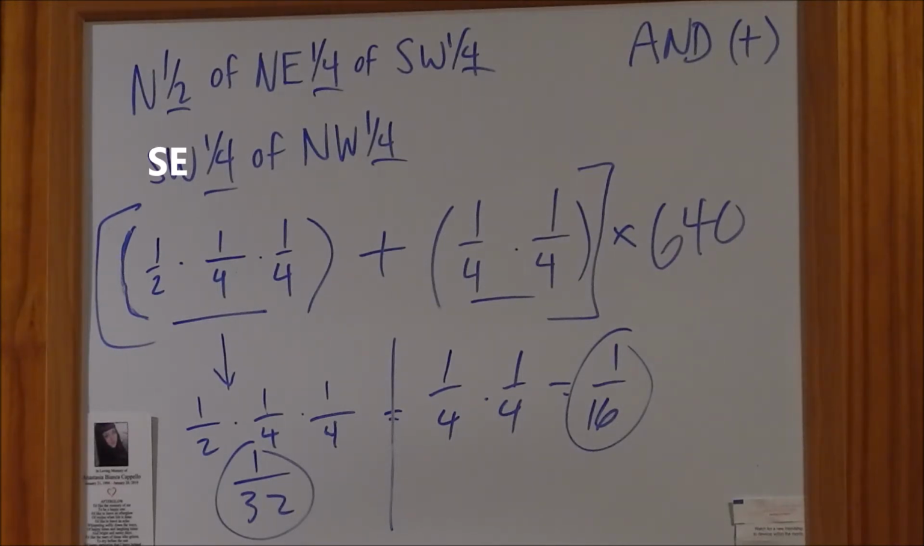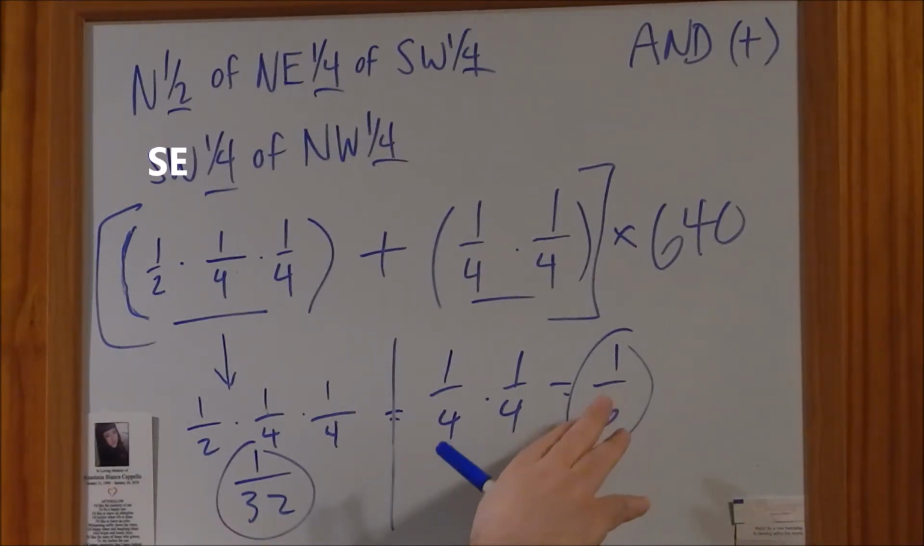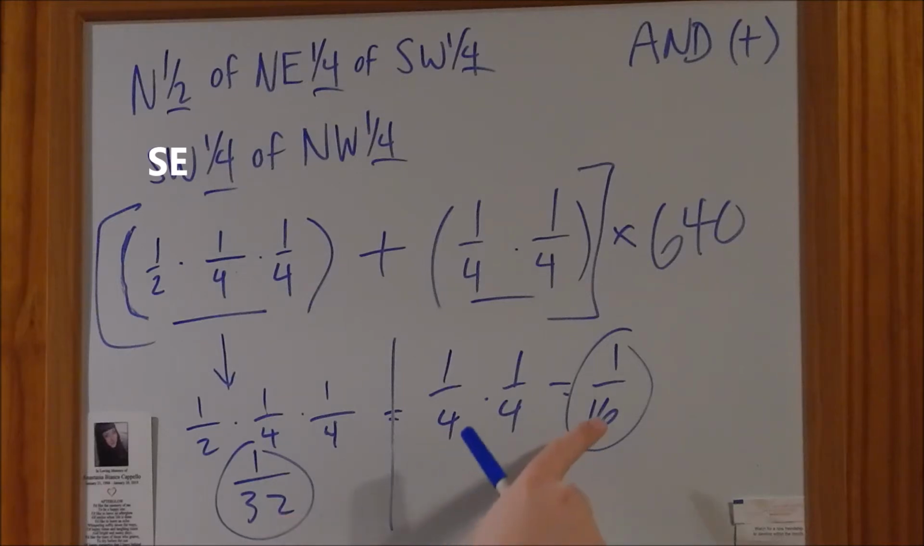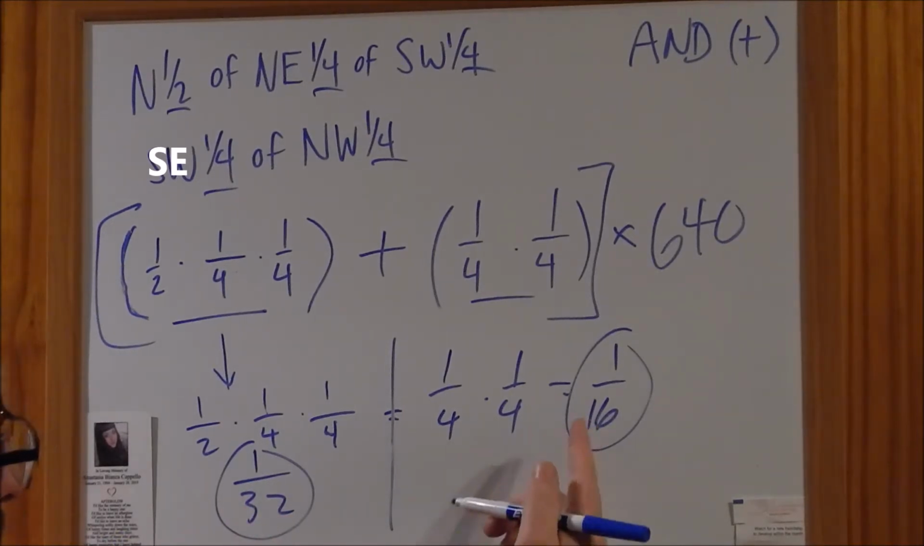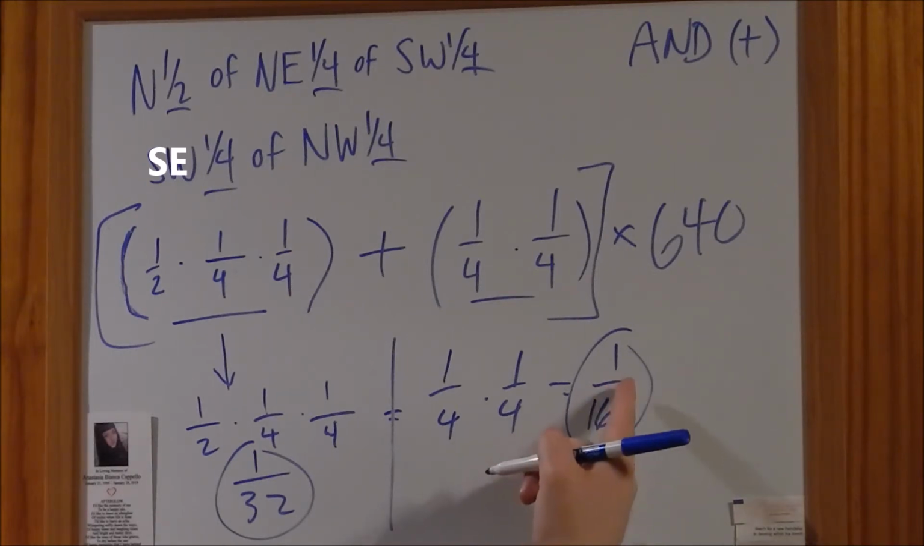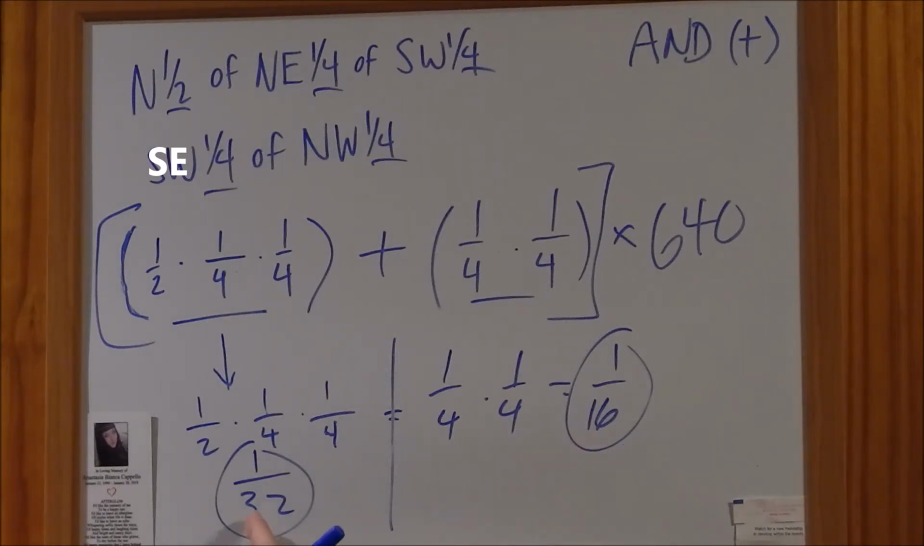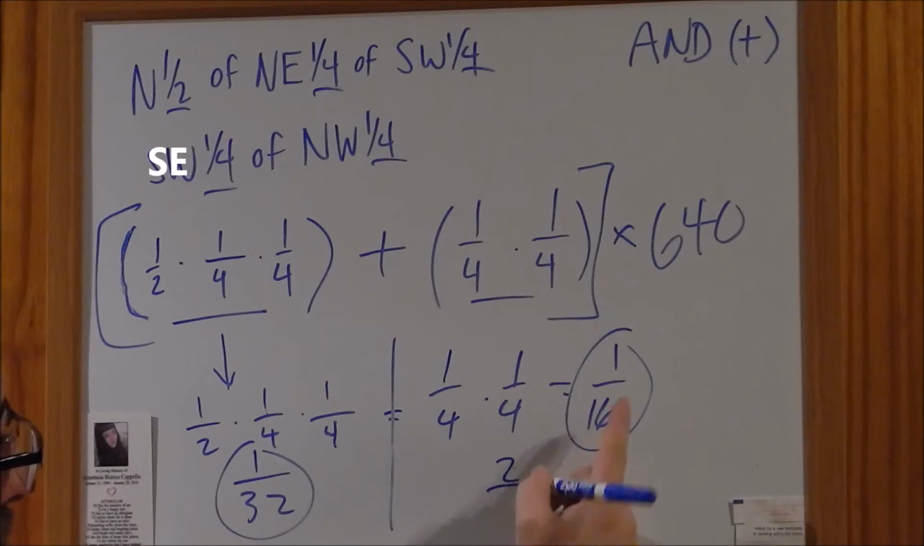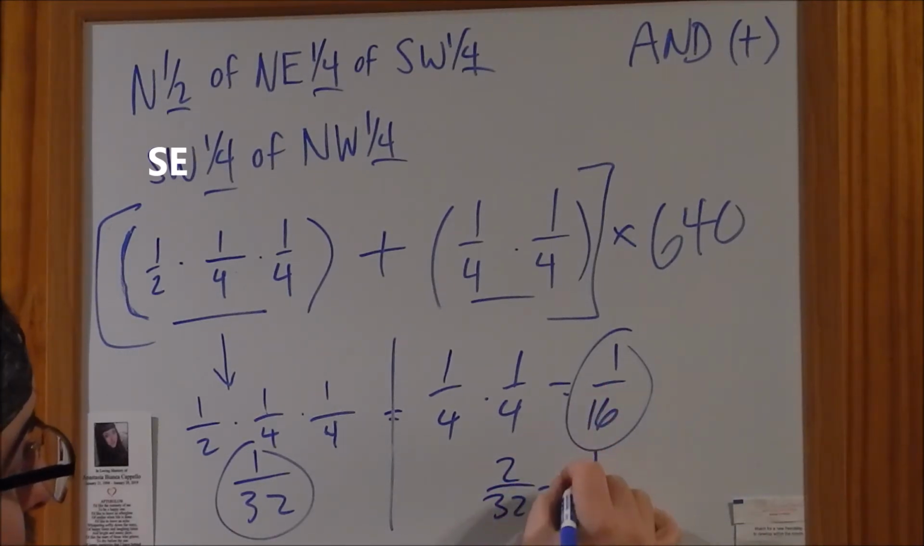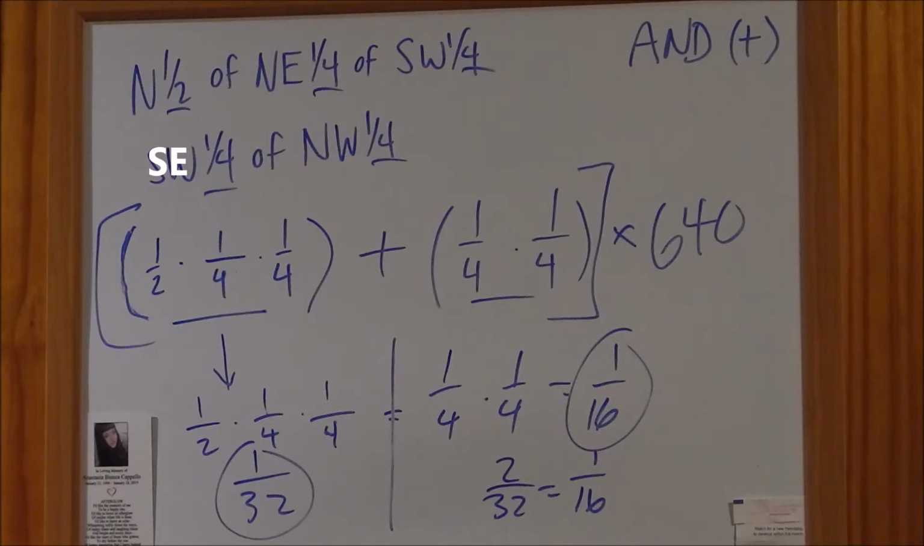Okay? Also, if you remember from math, when we add fractions, to make it easier, we need to make the denominators equal. So we know that 1/16 is the same thing as 2/32, right? 16 is half of 32. So if 16 is half of 32, 2/32 is equal to 1/16. It's the same thing. Okay? So what we can do is 1/32 plus 2/32, okay?